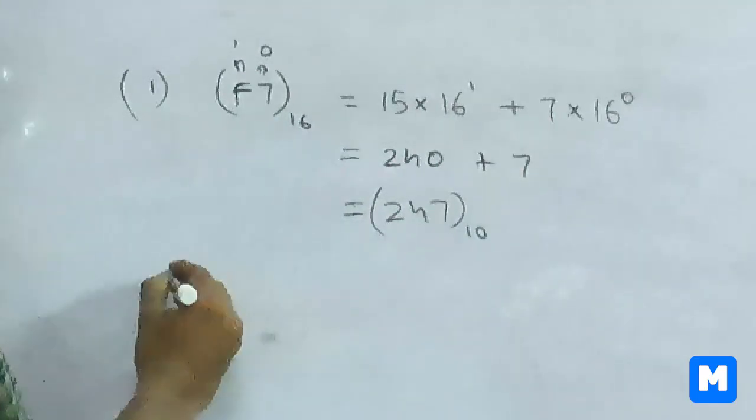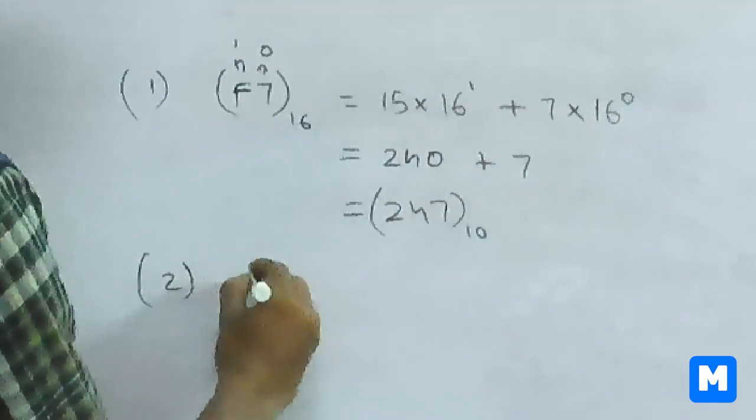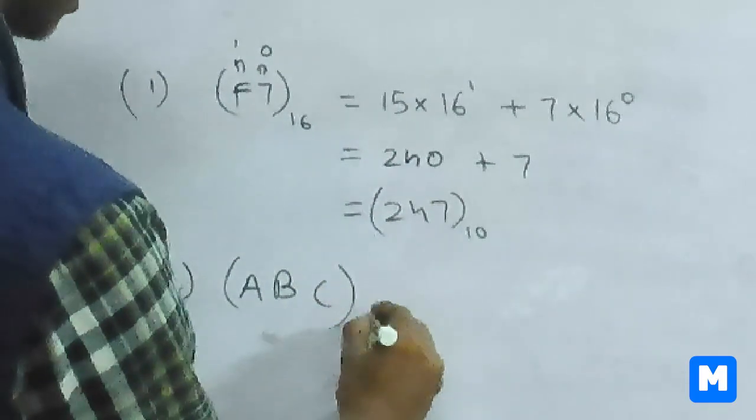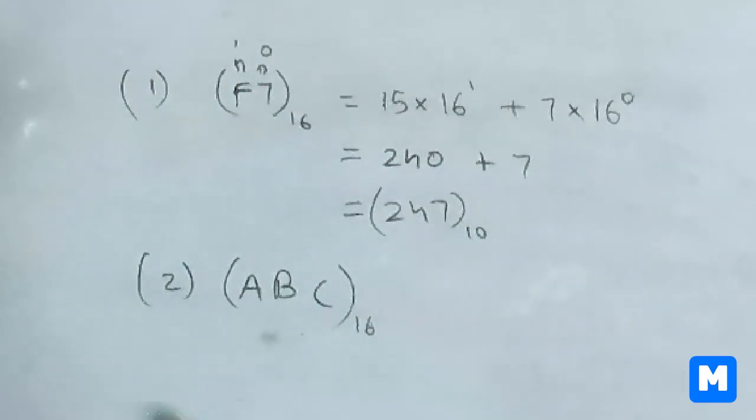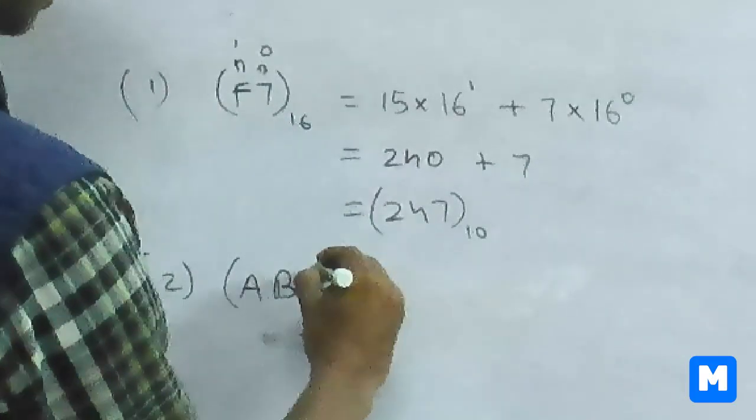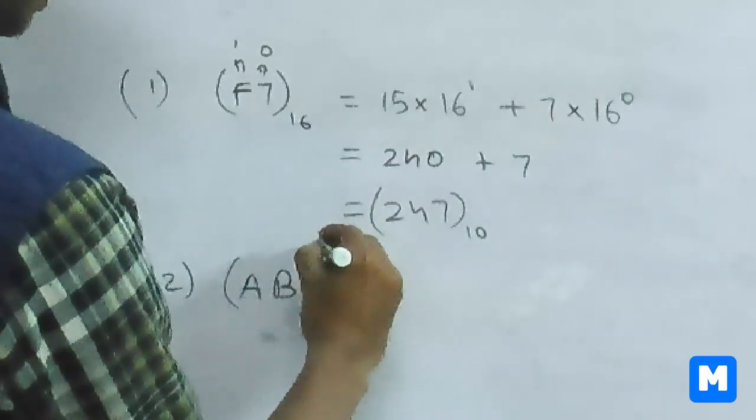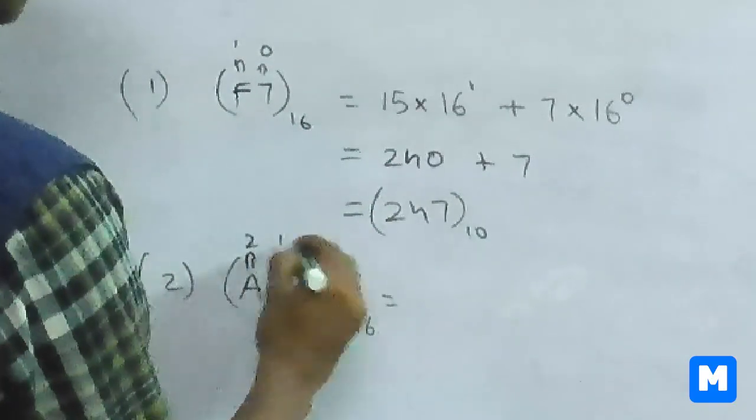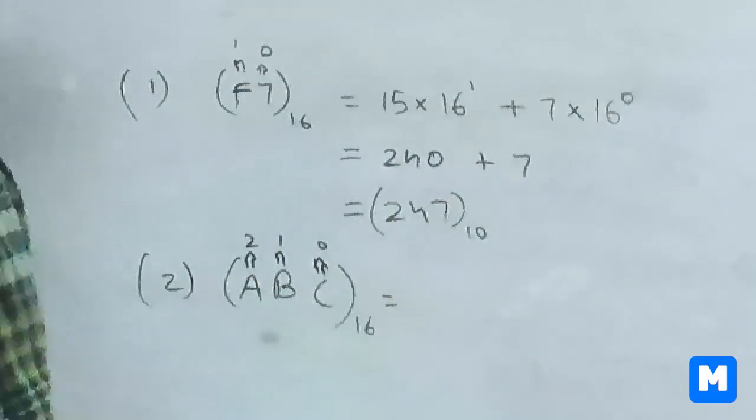So let's take another example. Let's take A, B, and C in the hexadecimal system. First and foremost, we assign indexes. For C, it's 0. For B, it's 1. For A, it's 2. 0, 1, 2. We start counting from 0.